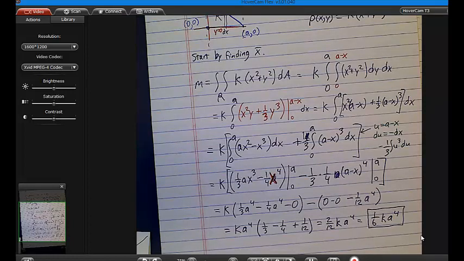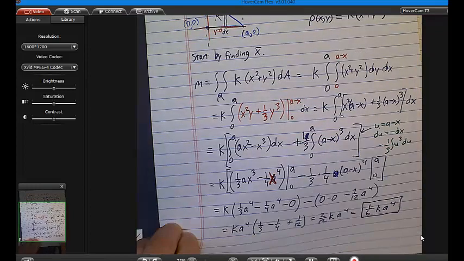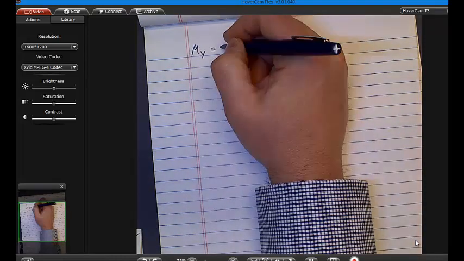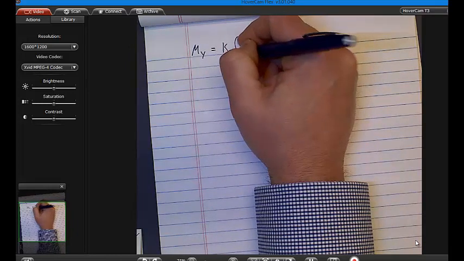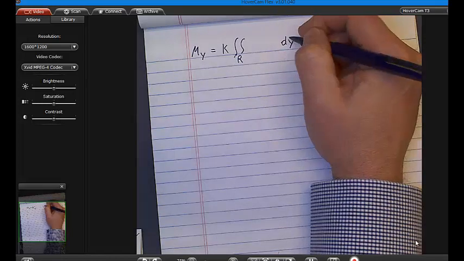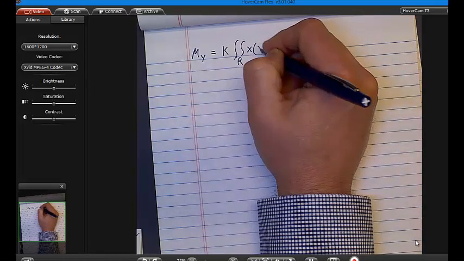Okay, so now we need my, the moment. New page? Yes, I think so. By the way, so now we're going to do my, right? The moment across the y-axis. And so that is k times the double integral of, again, over r dA. But this time, instead of just the density function, it's x times the density function, which was x squared plus y squared.